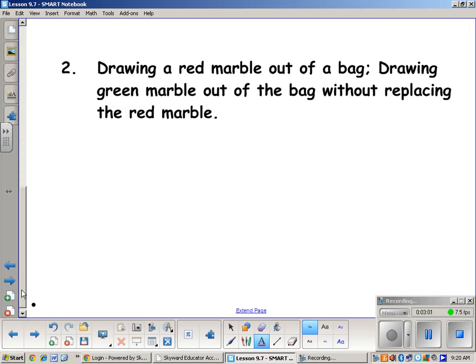Drawing a red marble out of the bag. Let's say I have 5 red and 5 green. In fact, I should probably say 1, 2, 3, 4, 5, and 1, 2, 3, 4, 5. Those marbles are all in a bag, and we reach in and pull out a red one. What was the probability I pulled out a red one? 1/2. Yeah, 5 out of 10, which is 1/2.